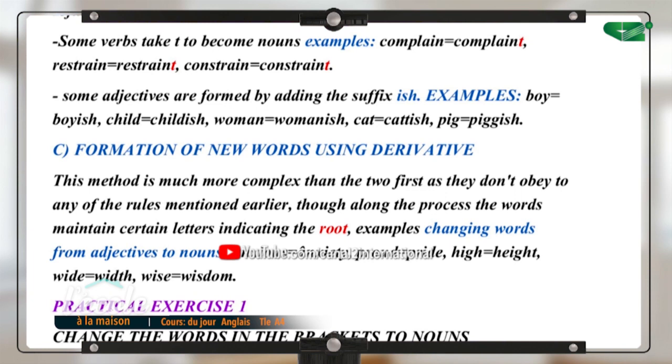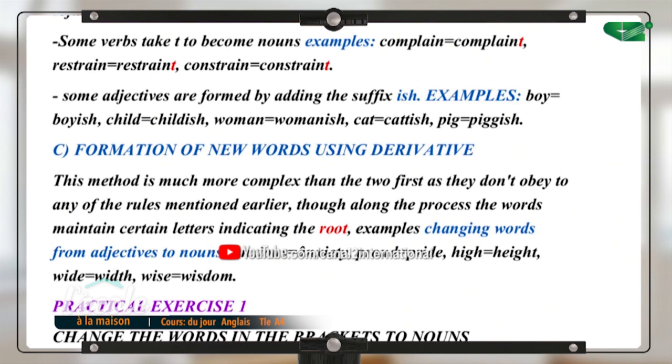Pig, piggish. C. On page 2, formation of new words using derivation, which is our third method in this study. This method is much more complex than the first two, as it doesn't obey any of the rules mentioned earlier. Though along the process, the words maintain certain letters indicating the root.